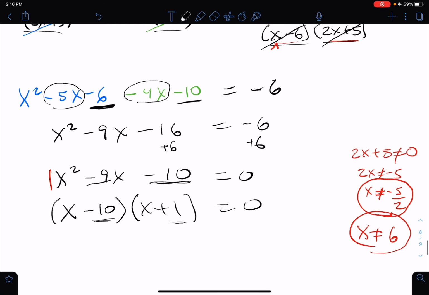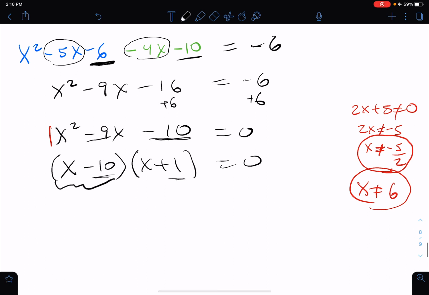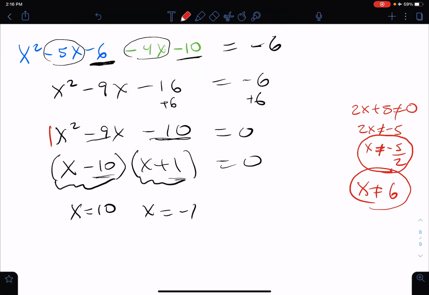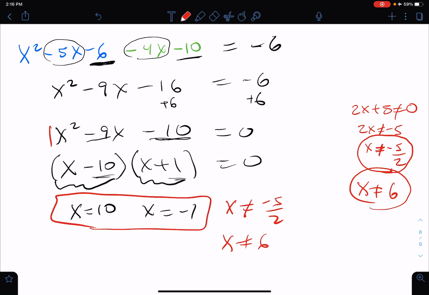Yes, that worked. So we go in for the final answer. We set that factor equal to 0, so x equals 10. We set that factor equal to 0, so x equals negative 1. We go to our restrictions list. Don't forget that. And we write it down. x cannot equal negative 5 halves. Well, I didn't get that. x cannot equal 6. Well, I didn't get that. Hey, I got 2 answers this time. 2 good answers. x equals 10 or x equals negative 1.